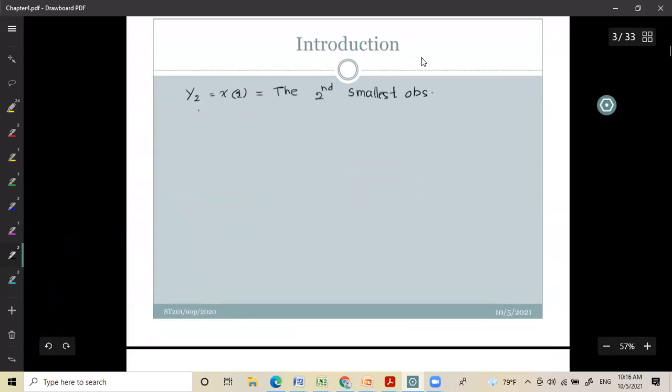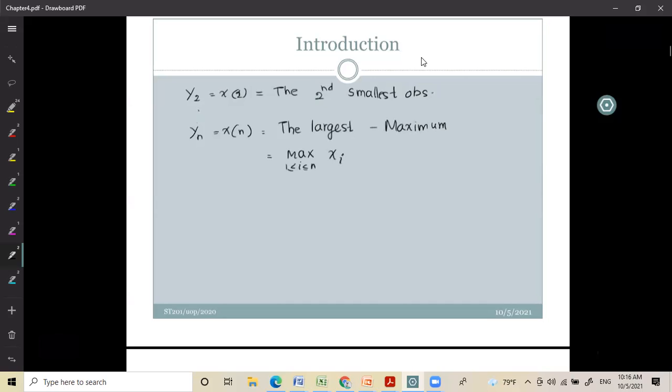Okay, so likewise, you go up to yn, which is the maximum. This is the largest. We call it the maximum. So you can write max of xi, i goes from 1 to n. Okay, so all these are the notations that you can use with the order statistics.